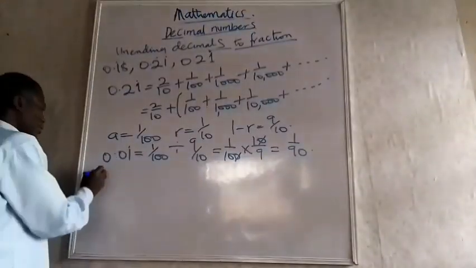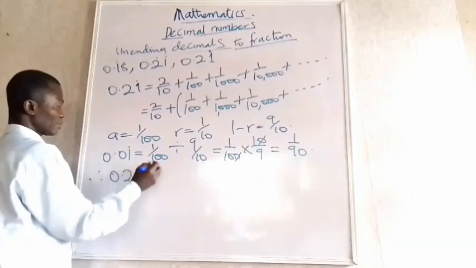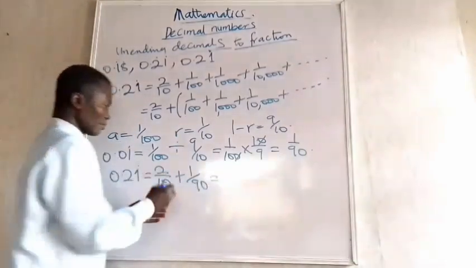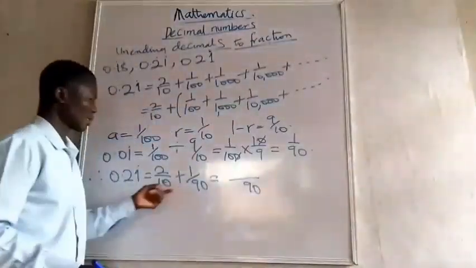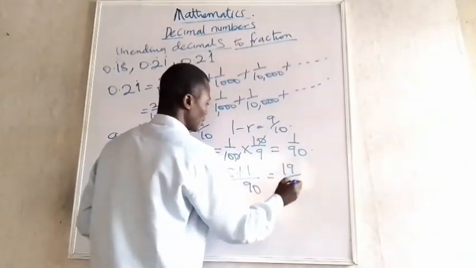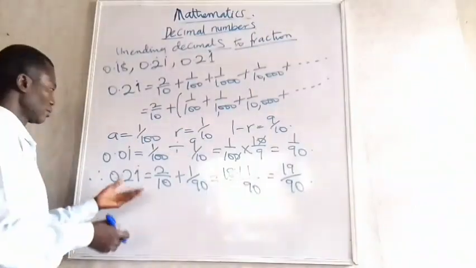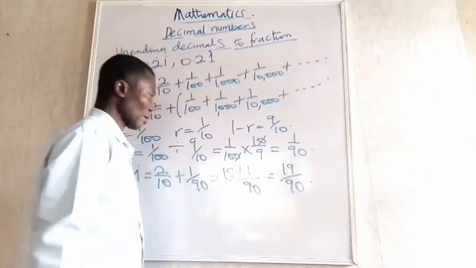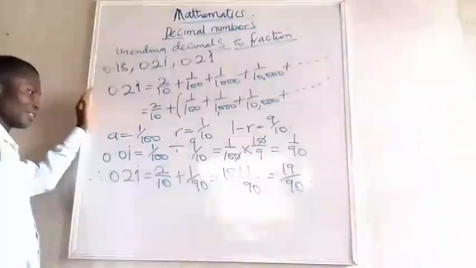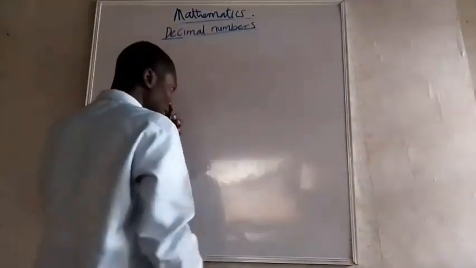This part alone. Therefore, 0.21 is going to give me 2 over 10 plus 1 over 90. And that gives me, 10 in 90, 9 times 2, 18 plus 1. So at the end of the day, this gives me 19 over 90. So if you have already done geometric series before, you can easily apply this to get your answer. But if you have not, or if you don't understand this one, you can apply the initial formula. Now let's look at the operations of decimal numbers.